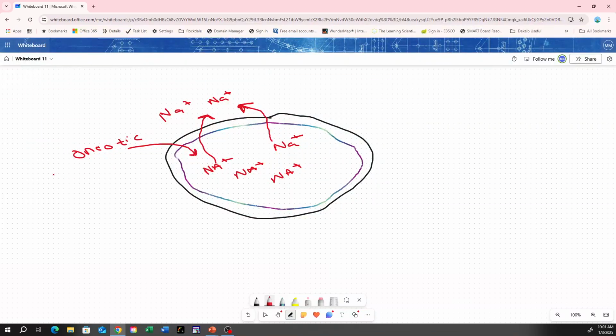Oncotic pressure is kind of ruled by something called albumin. Albumin is found in the blood plasma. It's a particle in the blood plasma, or I shouldn't say particle, let's say it's just in the blood plasma, and that's what's going to draw things back into the cell. So it kind of reverses the osmotic pull. That's what we're talking about when we talk about oncotic pressure.